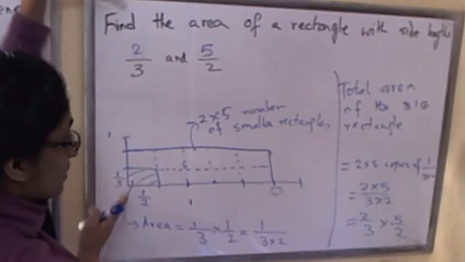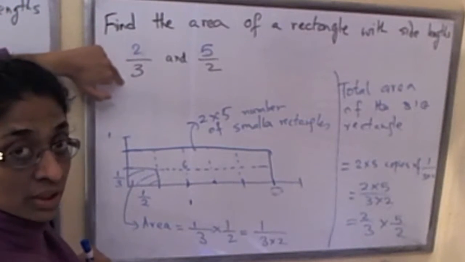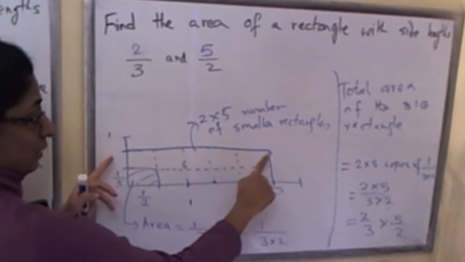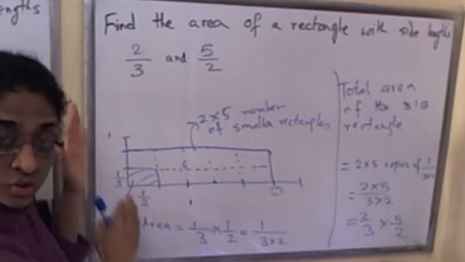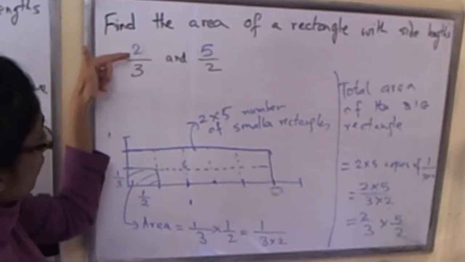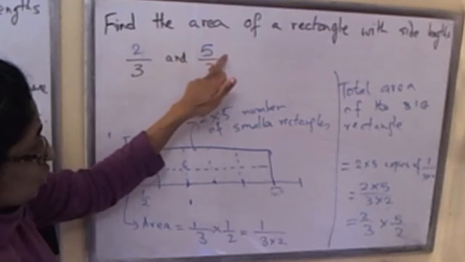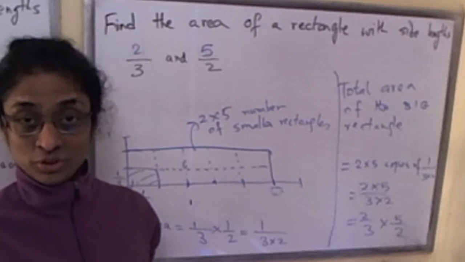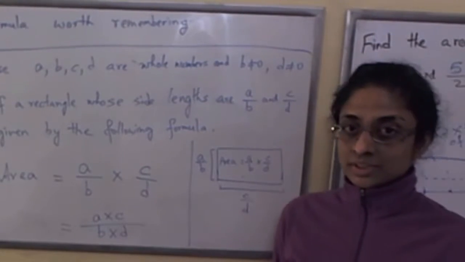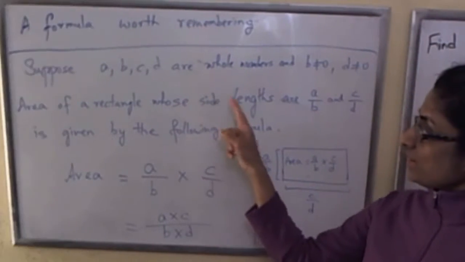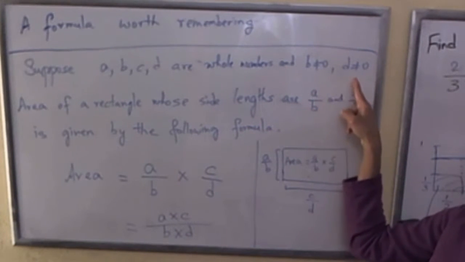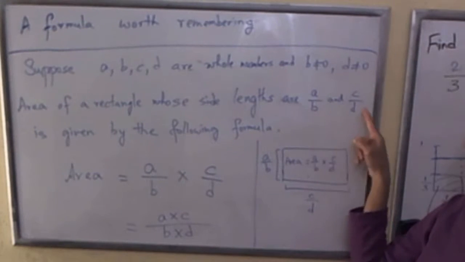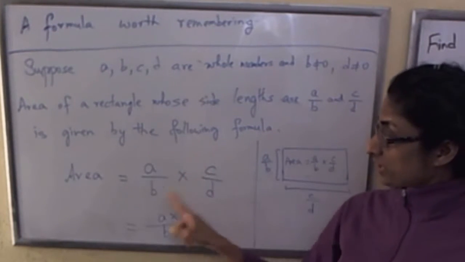So let's summarize this discussion using letters. Even though I used numbers 2/3 and 5/2 as the side lengths of a rectangle, this argument holds true regardless of which fractions you choose for your side lengths of a rectangle. So let's summarize that into a formula right now. So here's the quick summary. Suppose A, B, C, D are whole numbers and B is not equal to 0, D is not equal to 0. The area of a rectangle whose side lengths are A/B and C/D is given by this formula.